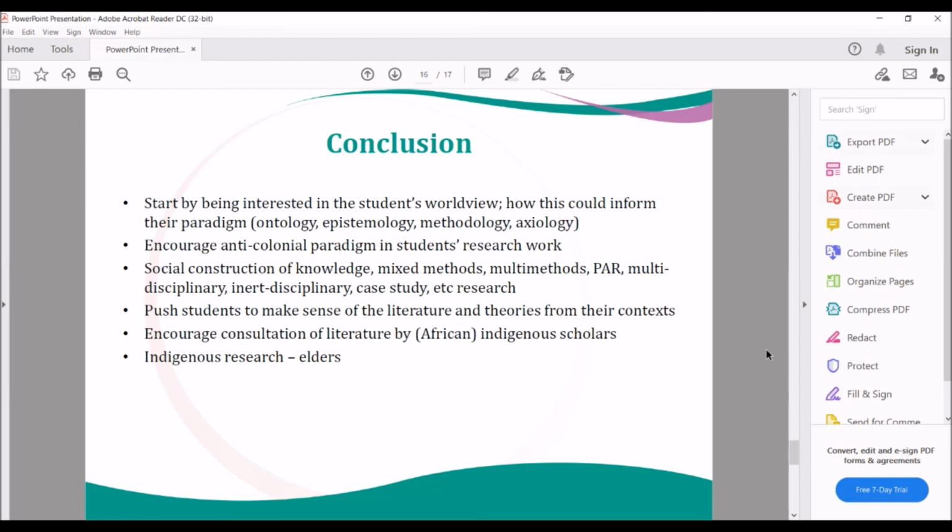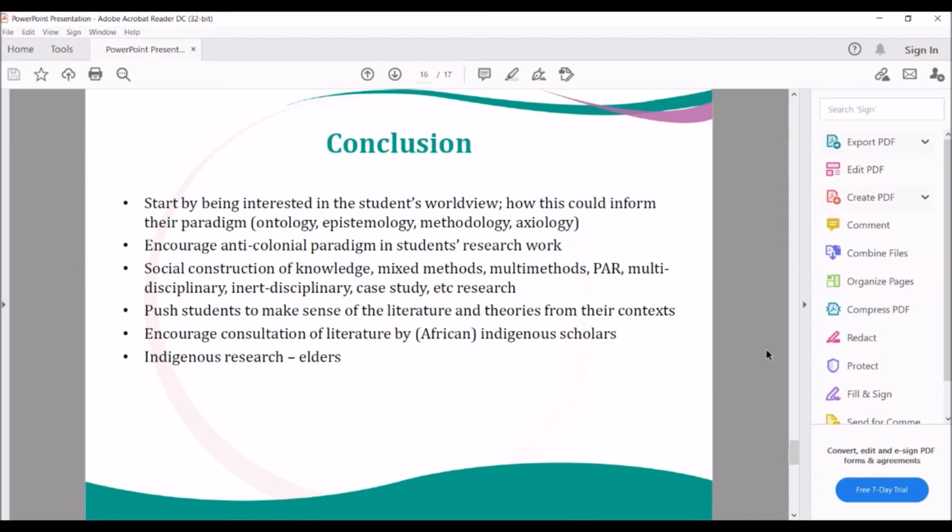participatory action research methods. They have a lot of variety, including self-action research, multidisciplinary, interdisciplinary case studies, especially case studies because indigenous people like telling stories, and push the students to make sense of their literature and theories from their own context. Encourage consultation of literature by African indigenous scholars. There is this traditional approach to believe that Western scholars are reputable scholars and indigenous scholars are not. If we are to bring true transformation, we've got to encourage students to pull in indigenous scholars.